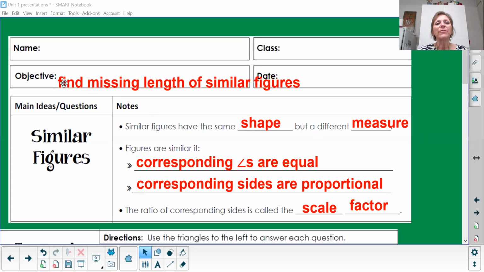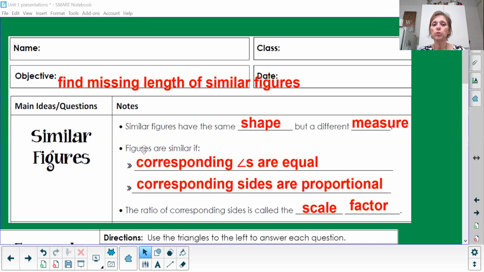Okay, objective, we're trying to find missing links of similar figures. You need to know these couple of facts. Similar figures have the same shape, but a different measure. Okay, watch my hands. So if I have a triangle, think of the angles. In fact, let's look at this. If you make it bigger, the legs get longer, but the angles do not change. So the shape remains the same, but the measure for each leg gets longer.